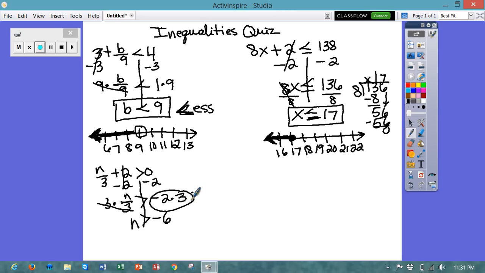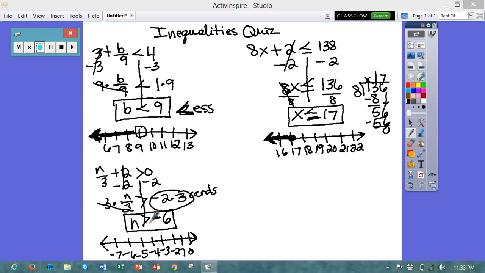Remember, you're thinking cards. For multiplying and dividing, negative card, positive card do not match. So there you go. There's your negative. And we do not have to flip the inequality because we multiplied a positive on both sides. You only flip the inequality if you multiply a negative on both sides or if you divide a negative on both sides.